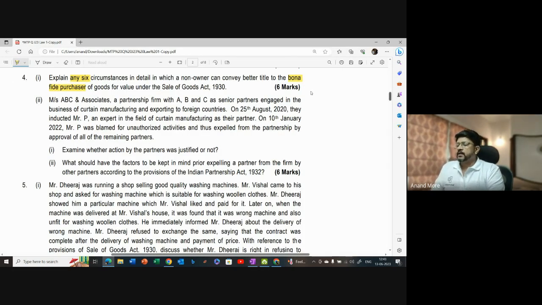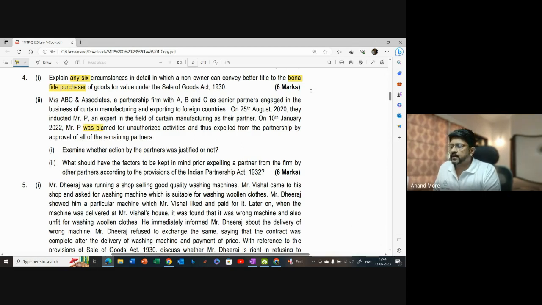Next one: ABC Associates, a partnership firm with A, B, and C as senior partners, engaged in the business of curtain manufacturing and exporting to foreign countries. On 25th of August 2020, they inducted P, an expert in the field of curtain manufacturing, as their partner. They have taken some person as a new partner. On 10th of January 22, Mr. P was blamed.